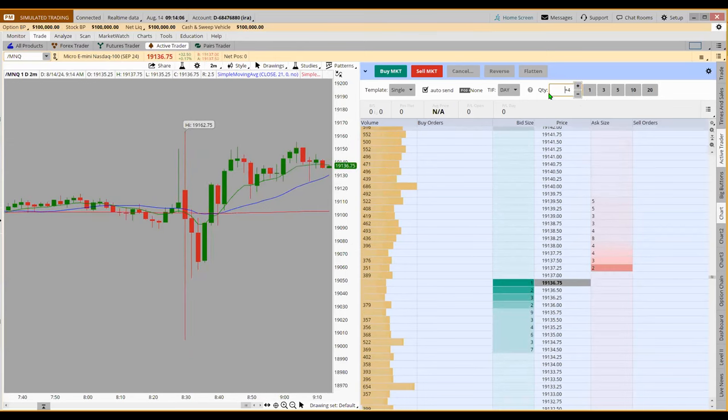Right here where the X is, because I have the move down, I have the shallow pullback, and then I have the lower pivot high. Okay, that's when you wait for confirmation.